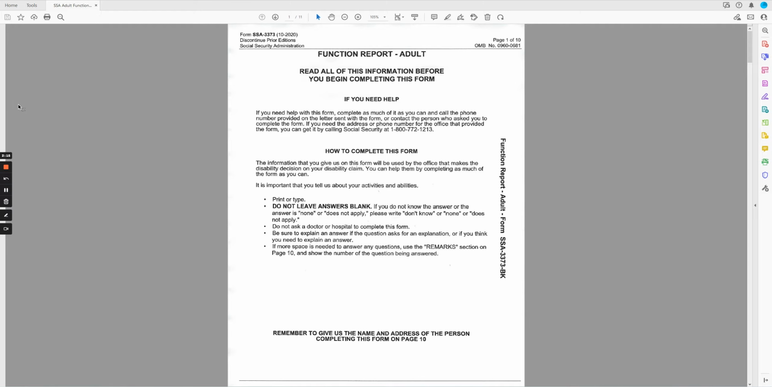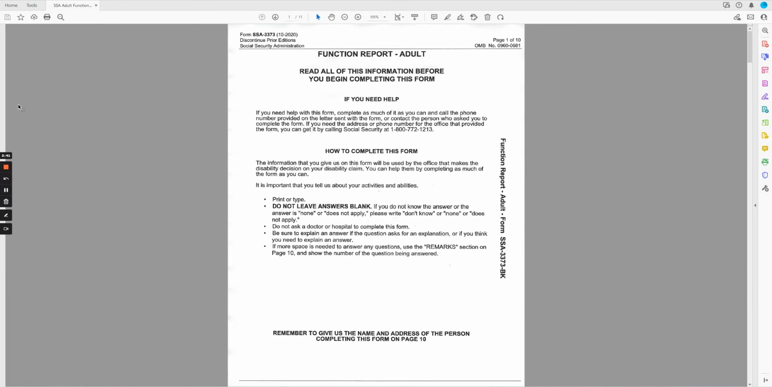So you get an 11-page questionnaire. First, what's really important is it says, if you need help filling out this form, complete as much of it as you can, and you can call Social Security and ask them for help. Do not call Social Security and ask them for help. That is the last place you want to call. You call our firm and ask us for help. But do try to get this form complete as much as you can.